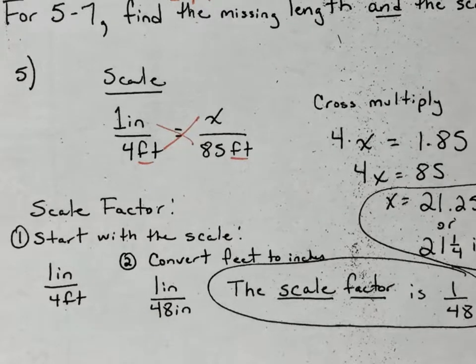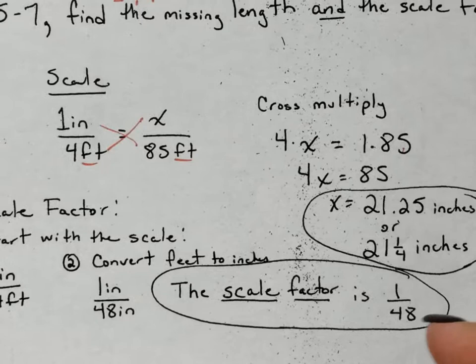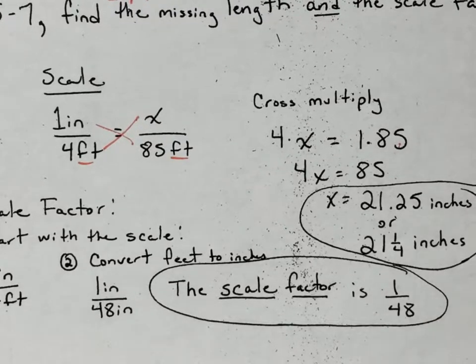And then you have to cross multiply to solve for X. So 4 times X equals 1 times 85. So 4X equals 85, which equals 21.25 inches. Or if you write it as a fraction, it's 21 1/4 inches. Okay. So that's my length of the scale drawing.